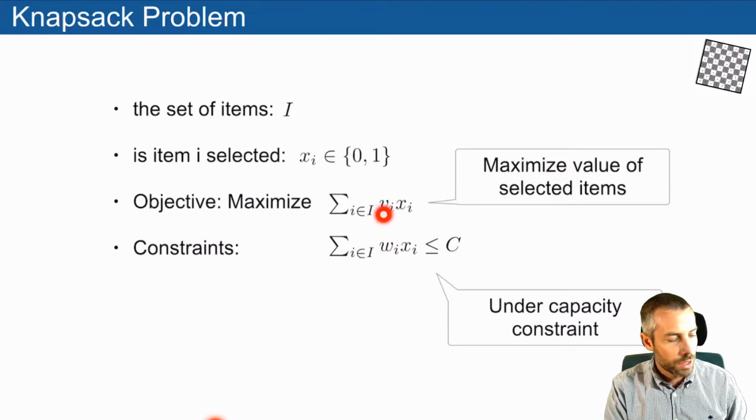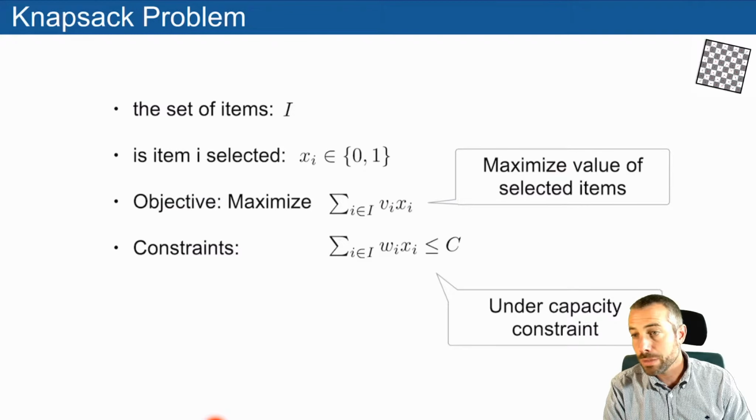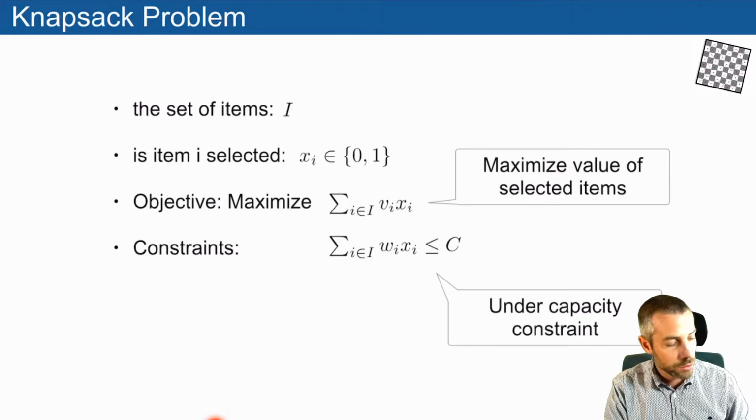Of course, you have here the capacity constraint that is also using the weight, so the amount of memory that it would require to save this item, and this is the capacity, so the memory stick capacity. So the goal here is to select as much value as possible given the capacity constraint that you have here.